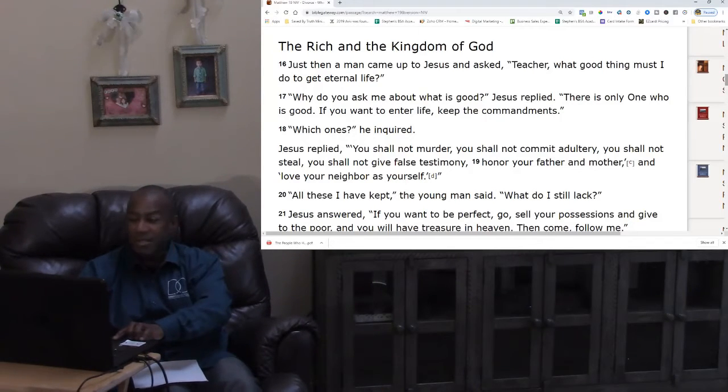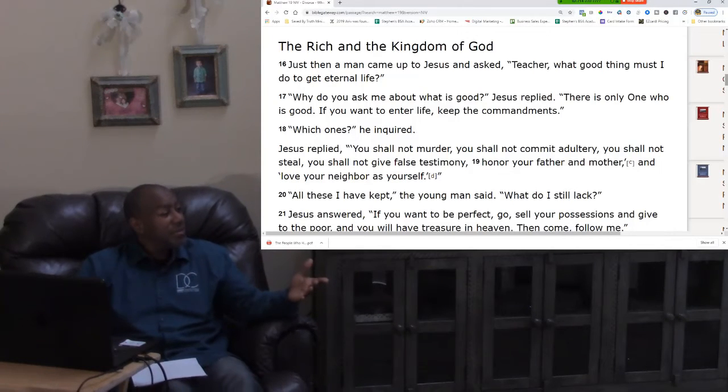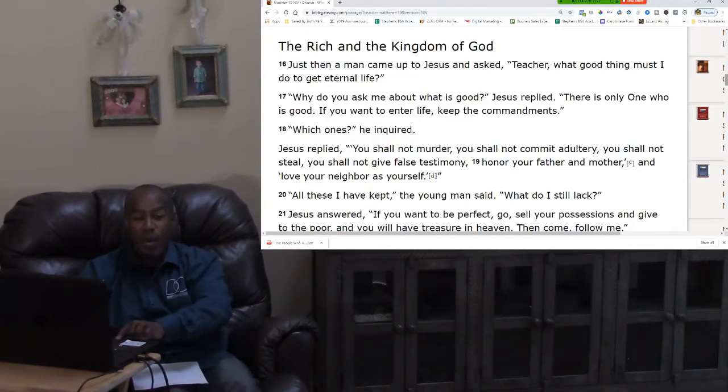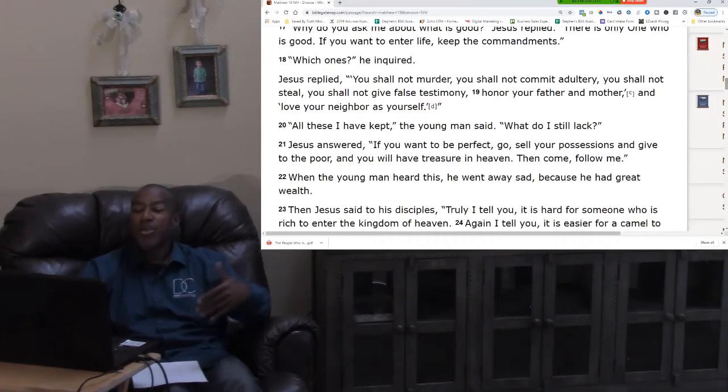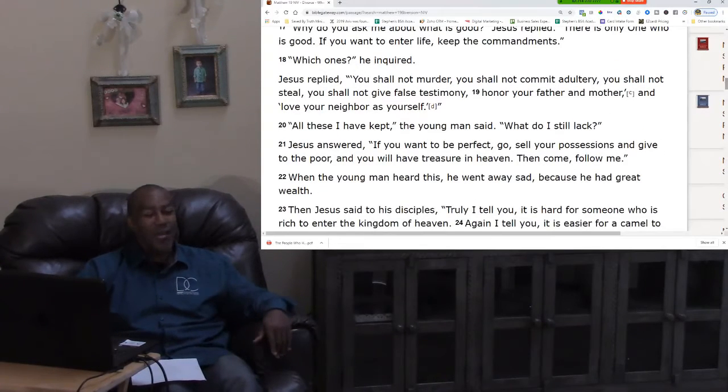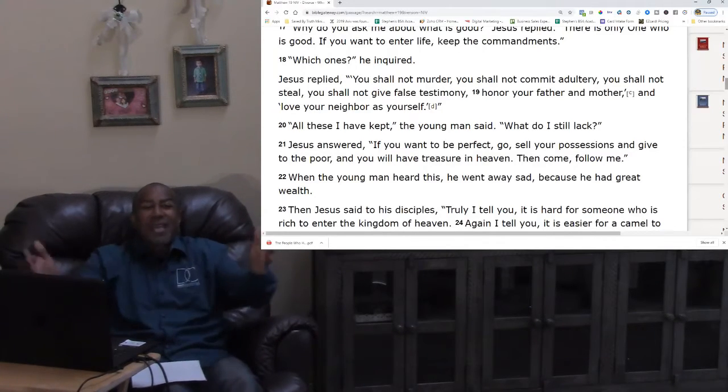Because he asked the same question some of these silly people ask today. Which ones? he inquired. Jesus replied, you shall not murder. Where do we find that commandment? In the Ten Commandments. You shall not commit adultery. Where do you find that one? In the Ten Commandments. You shall not steal. Where do we find that one? Do not give false testimony. Honor your father and mother. Love your neighbor as yourself. Where do we find those commandments? The Ten Commandments. They're the same.